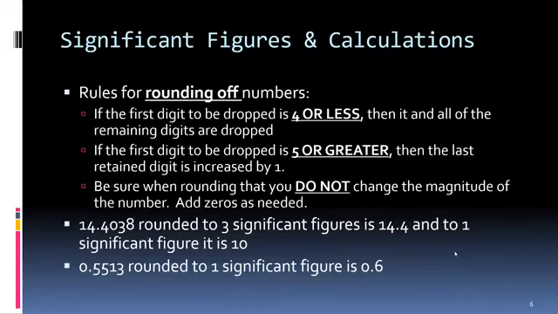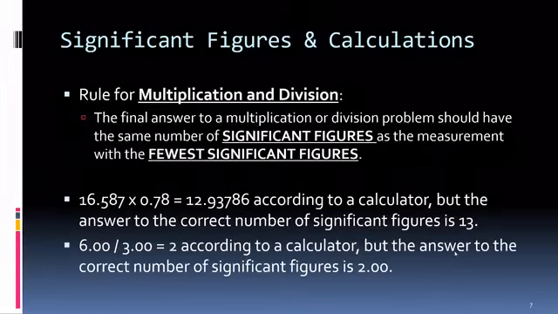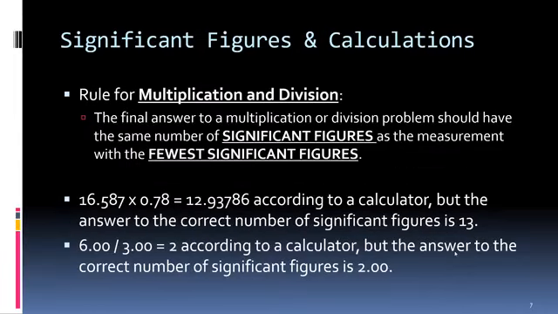Now that we know how to round off numbers, we can talk about how to handle significant figures in calculations. There are 2 rules when dealing with significant figures in calculations. The first applies to calculations that involve multiplication and division. That rule states that the final answer to a multiplication and division problem should have the same number of significant figures as the measurement in the problem with the fewest significant figures.